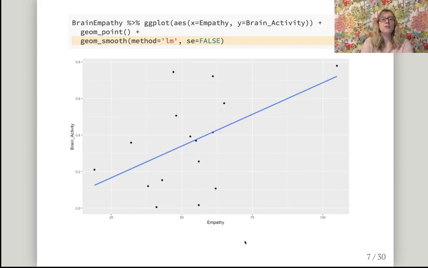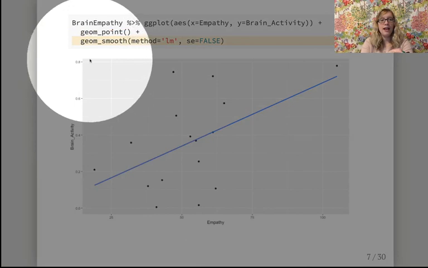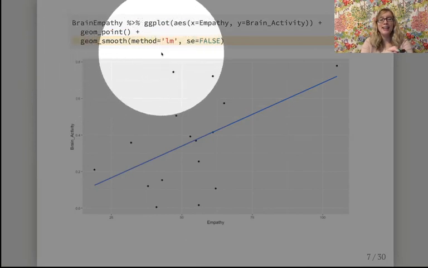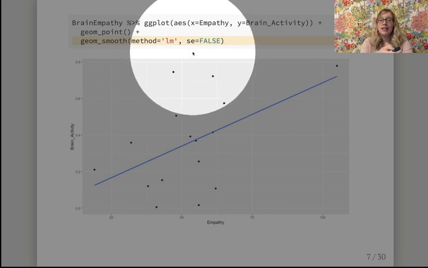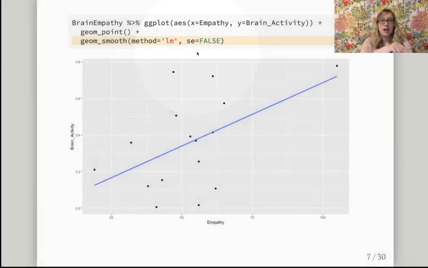So this geom_smooth function that I've highlighted is what is adding the linear model. So method equals lm. se stands for standard errors, so we're not drawing any errors around this line by writing se equals FALSE. So we just want to see what the linear model would look like.